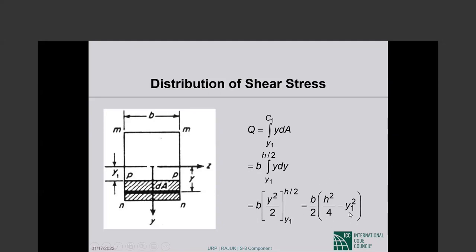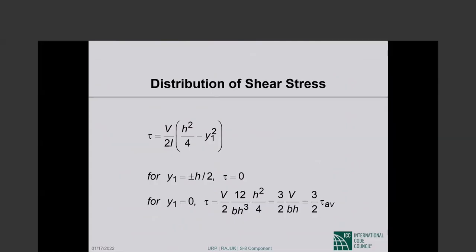So the Q that we are looking for in our particular case is b/2 times (h squared by 4 minus y1 squared). Okay, so tau is given by this expression. At the top and the bottom of the beam, where y1 is plus h over 2 or minus h over 2, tau disappears as it should. When y1 is h over 2, plus or minus, doesn't make any difference, tau comes out to 0. So at the top and the bottom of the beam, there is no horizontal shear stress, as we all know.